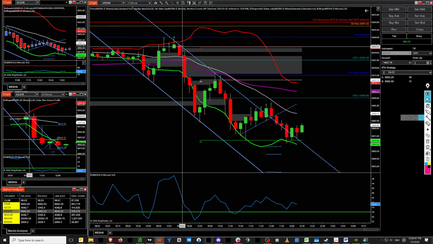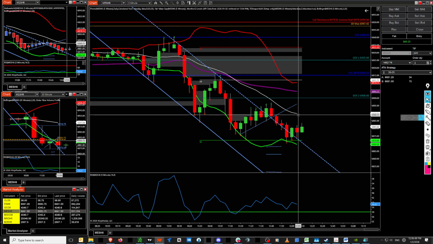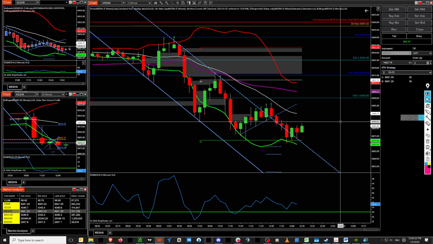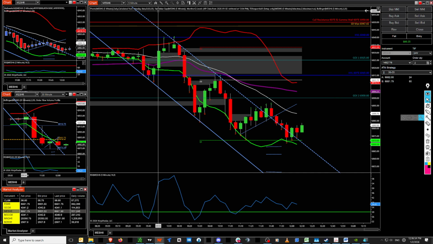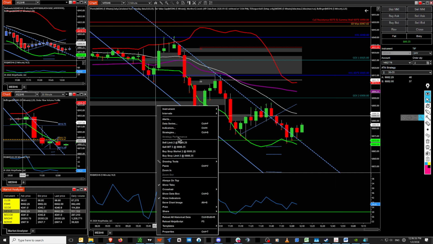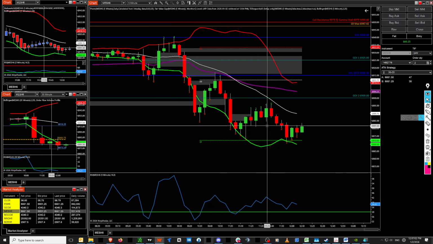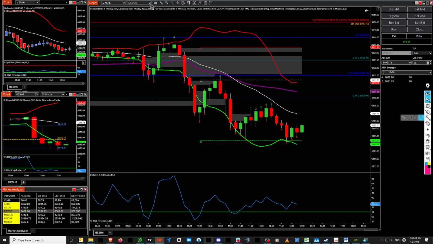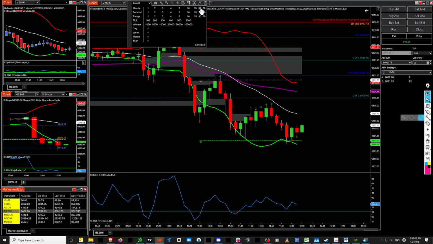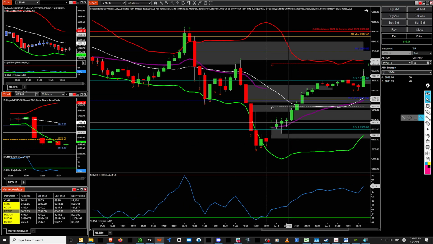Pivot points, they work. Again, because people trade them. That's it. All right, let's see. What else can we mark up on this chart? Let me clear this and get rid of some of this noise. Let's go to a 30-minute chart.